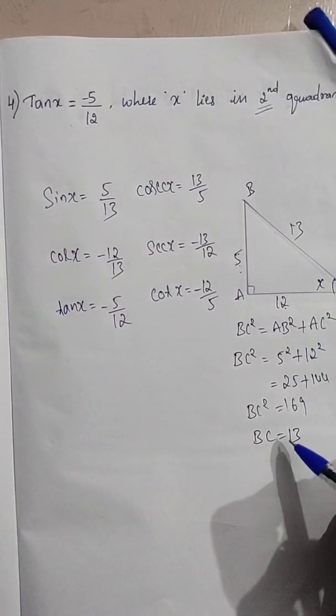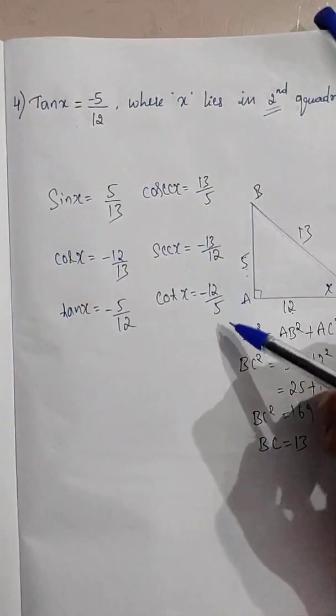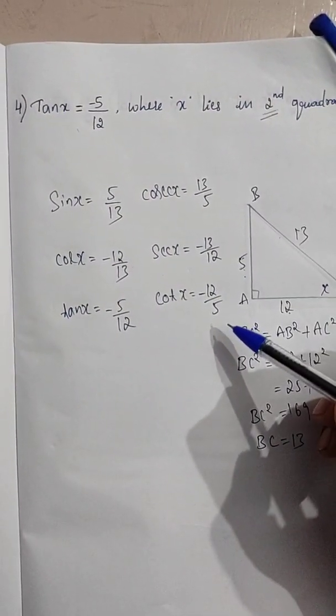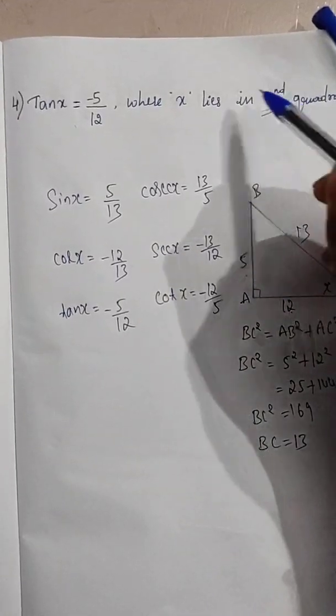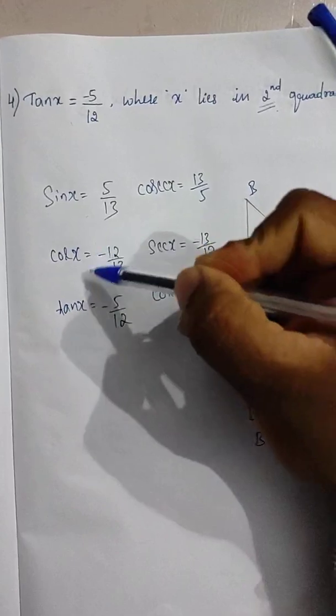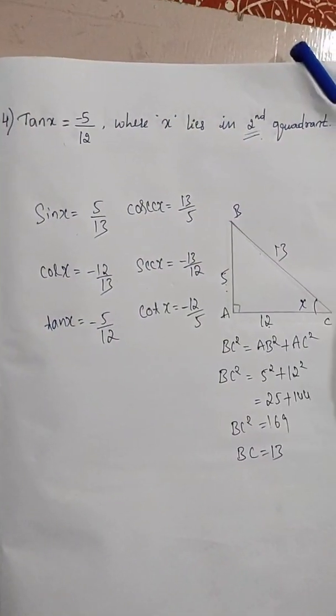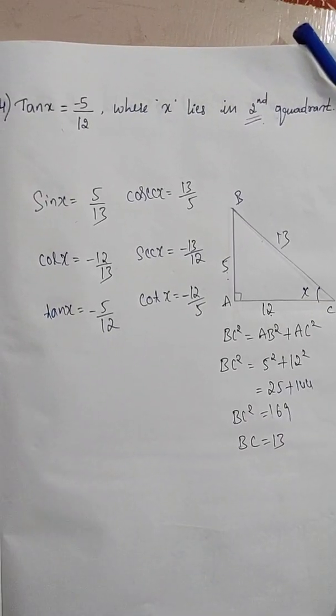Now the hypotenuse we found is 13. Write down all the ratios. Now since x lies in the second quadrant, so in the second quadrant, sine and cosecant are positive, all others are negative. Is it clear? So take a screenshot of this problem and copy it to your notes.